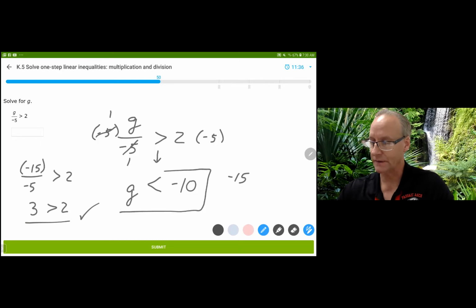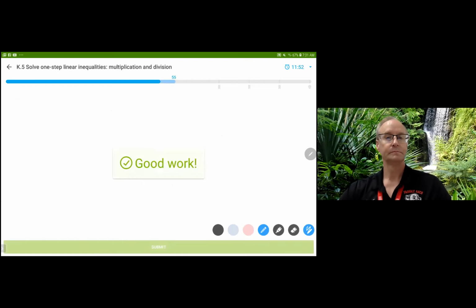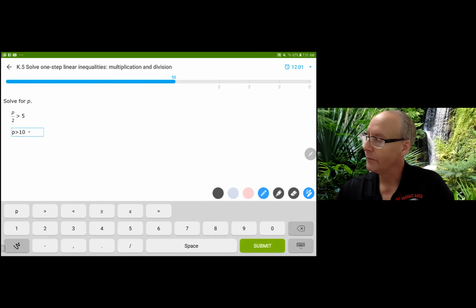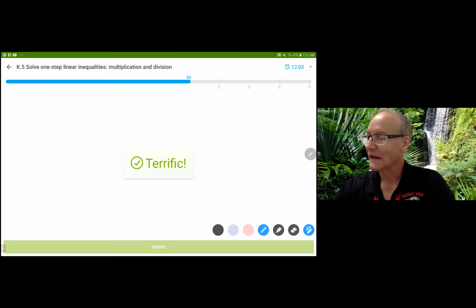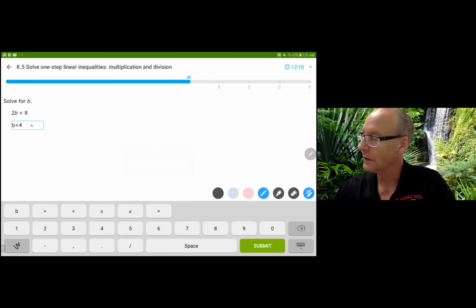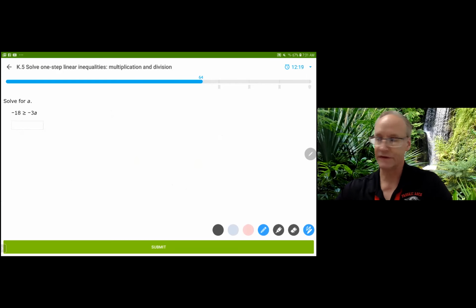Notice I changed the sign because when I multiplied both sides by -5, I changed the sign. So be careful. Now I'm going to put it in right. G is less than -10. There we go. And now I'm going to multiply by 2 and get P is greater than 10. And now I'm going to divide by 2 and get B is less than 4. And now I'm going to divide by -3, and I've got all kinds of problems here.